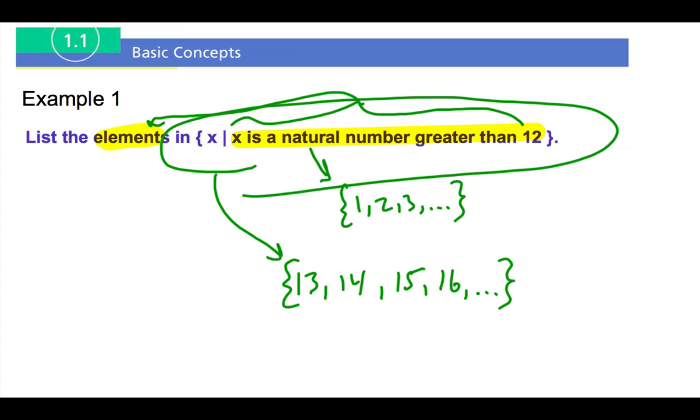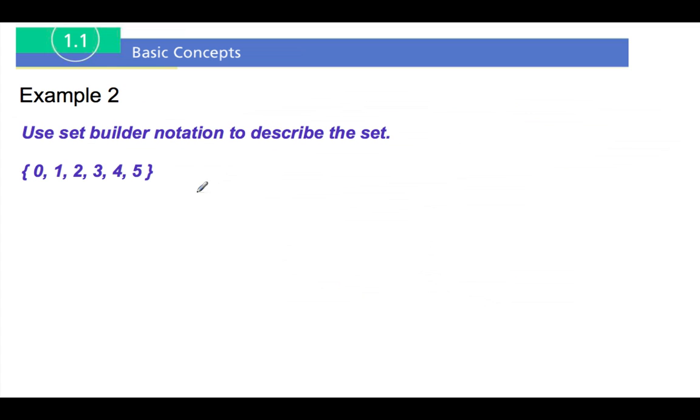Okay. Example number 2. Now we're going to go backwards. We're going to use the set builder notation to describe the set. So now we're given some kind of set, and let's go backwards and put it in set builder notation. Okay. So we're always going to start with our brace. So this is the set of, and then we're going to have x, the set of all elements x such that. So it's kind of like every single value of x, and then we have some restrictions.